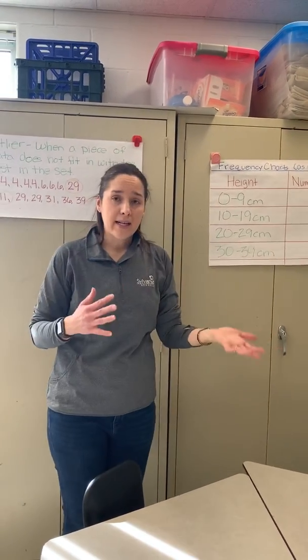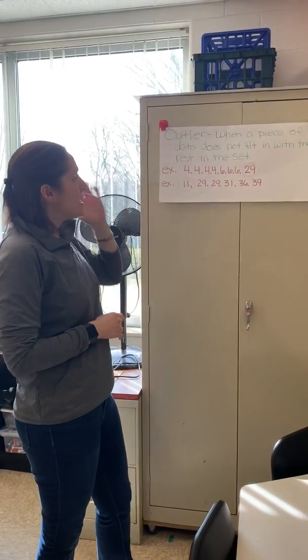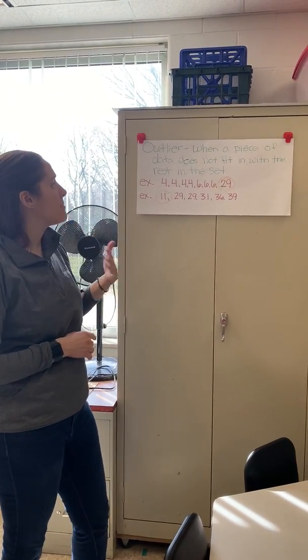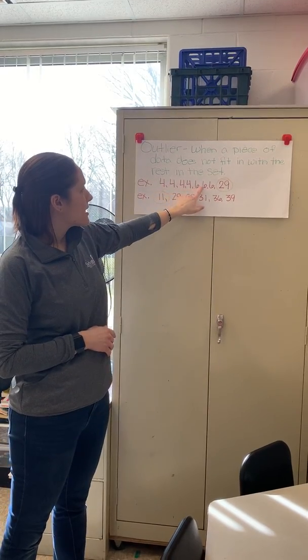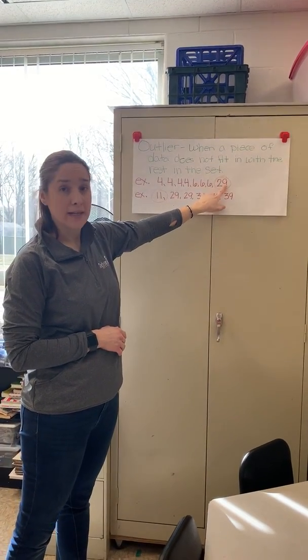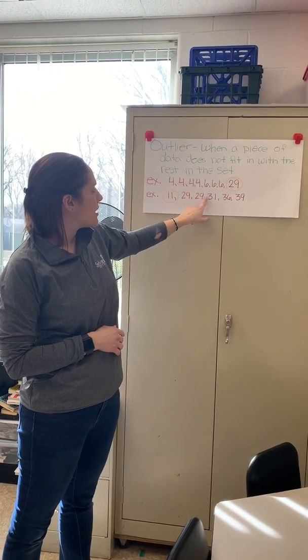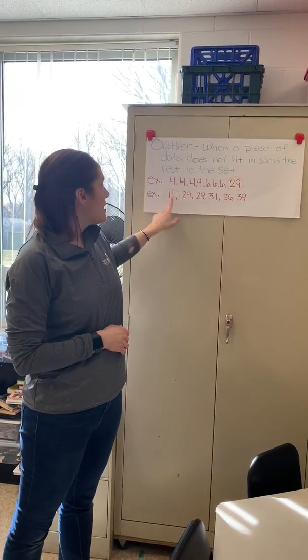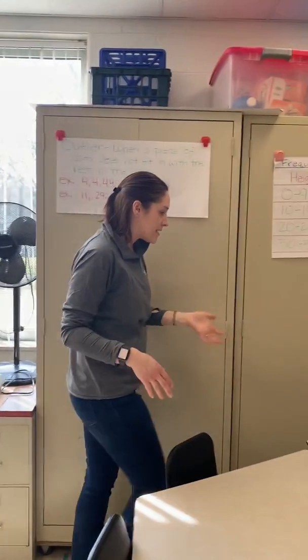The other part of today's lesson is talking about outliers. An outlier is when a piece of data does not seem to fit in with the rest of the set. So for example, 4, 4, 4, 4, 6, 6, 6, and 29. That 29 doesn't fit in. Another example, 11, 29, 29, 31, 36, 39. That 11 doesn't fit in. They would be called the outliers. It's the piece of data that doesn't match the rest.